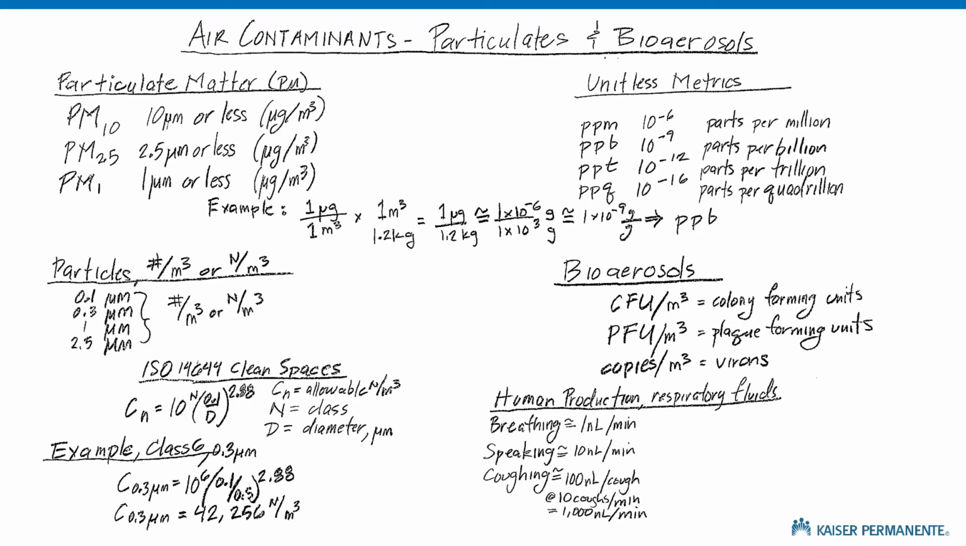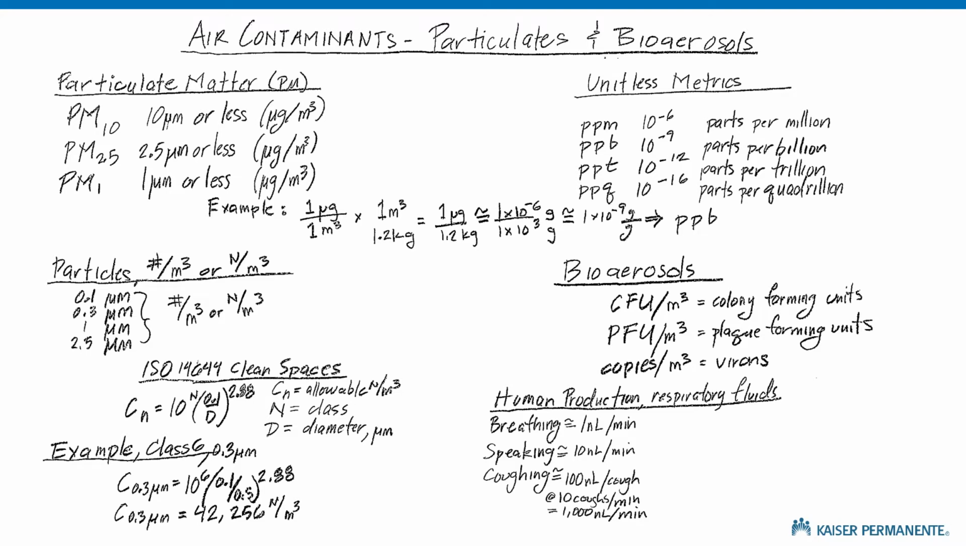So infectious aerosols don't arrive in a room by any other means than people. They come in with people, in the Trojan horse of our respiratory fluids. When we breathe, we put about 1 nanoliter of fluid per minute into the air. When we speak, that's about 10 nanoliters per minute. When we cough, it's about 100 nanoliters of fluid that we put out per cough. So if you cough 10 times a minute, that's about 1,000 nanoliters of fluid per minute. It's those fluids that contain the infectious aerosols. So they might have 10 to the 4 or 10 to the 6 virus copies per milliliter of fluid, right? Our respiratory fluids are not just water.